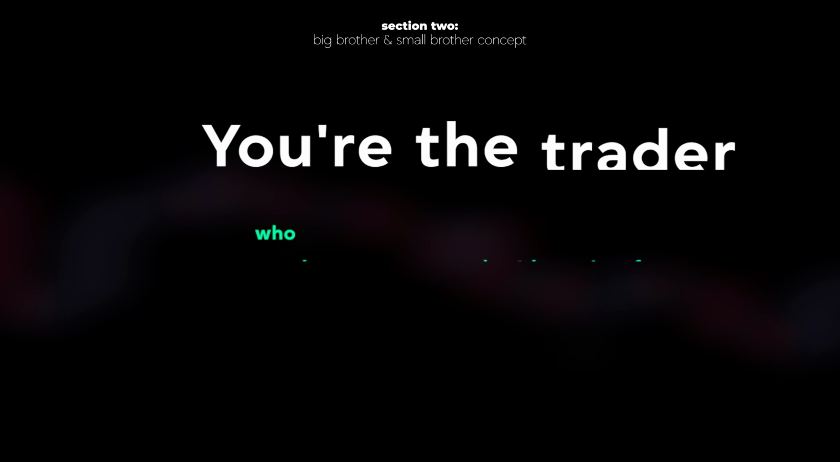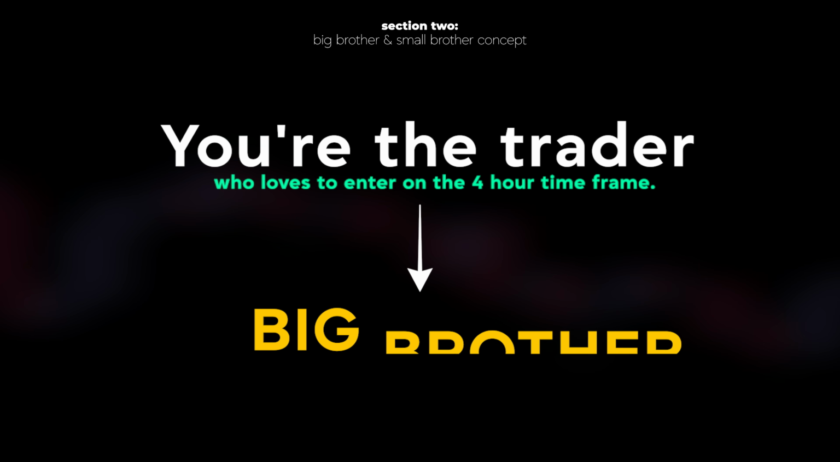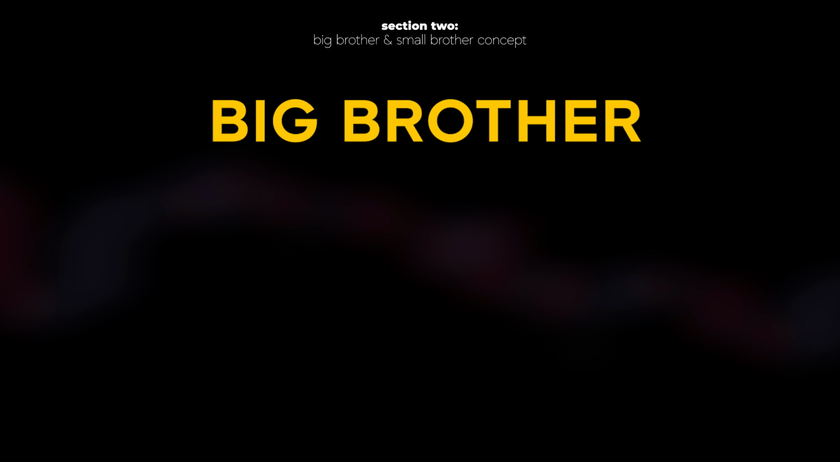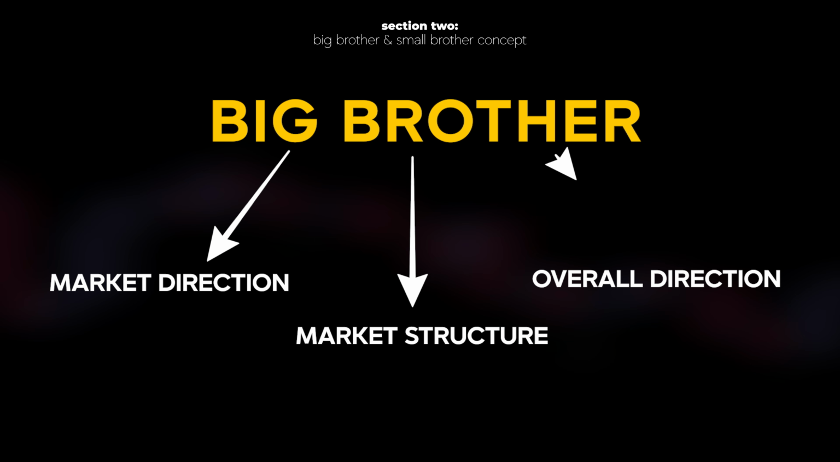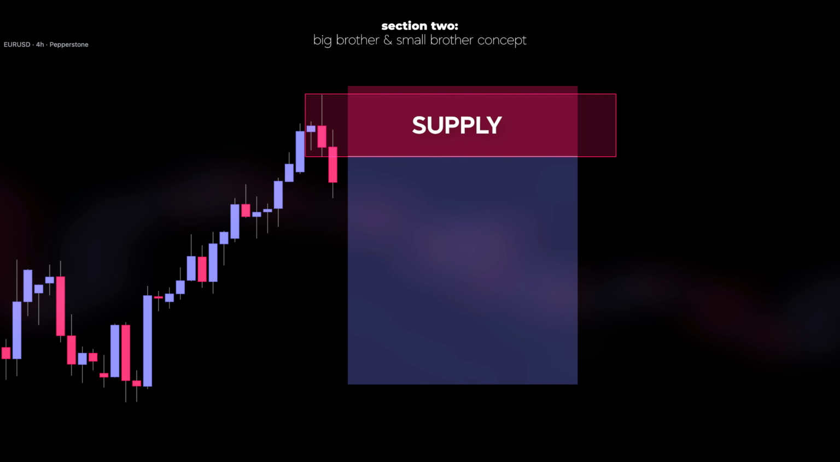Let's say you are a trader who loves to enter on the 4-hour time frame, and we're gonna treat that 4-hour time frame as the big brother. This is your main trading chart because it gives you direction, structure, and the bigger picture of the Forex market. Now on this 4-hour chart, let's say we spot a supply zone, which means we want to look for selling trades when the price comes back into that area.